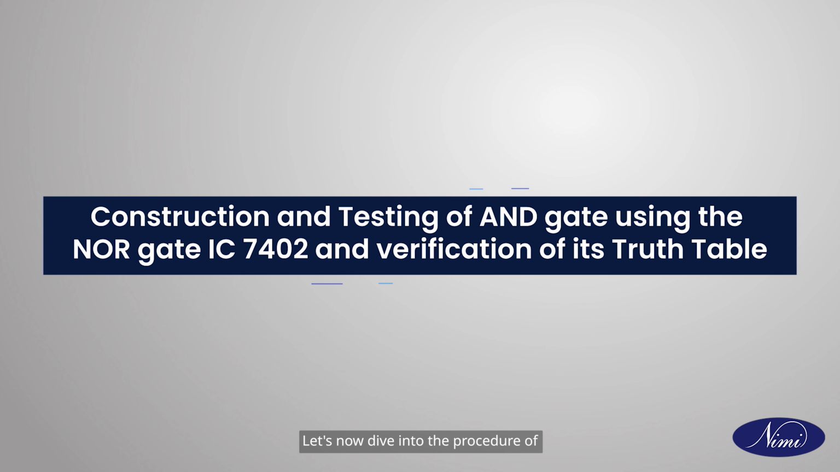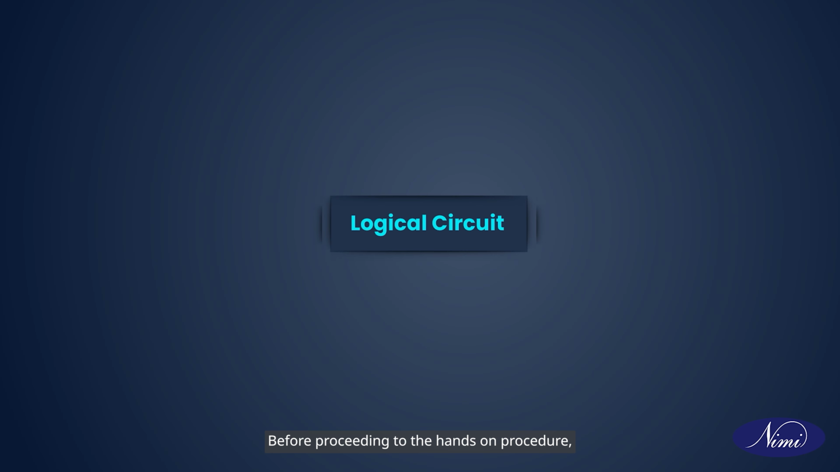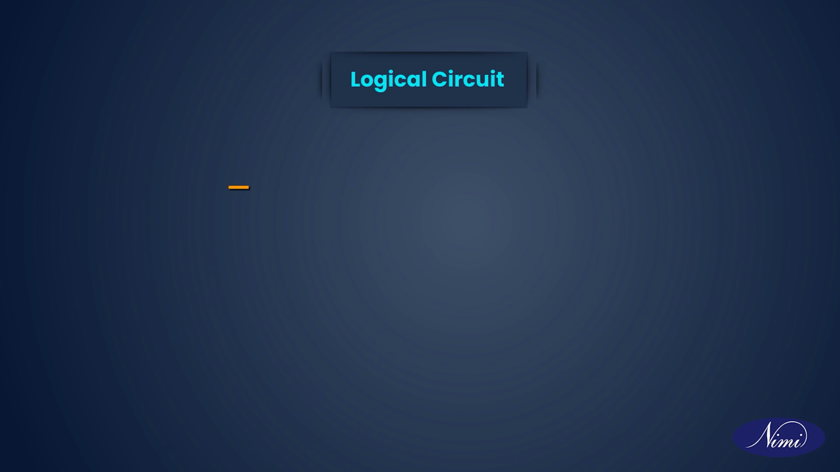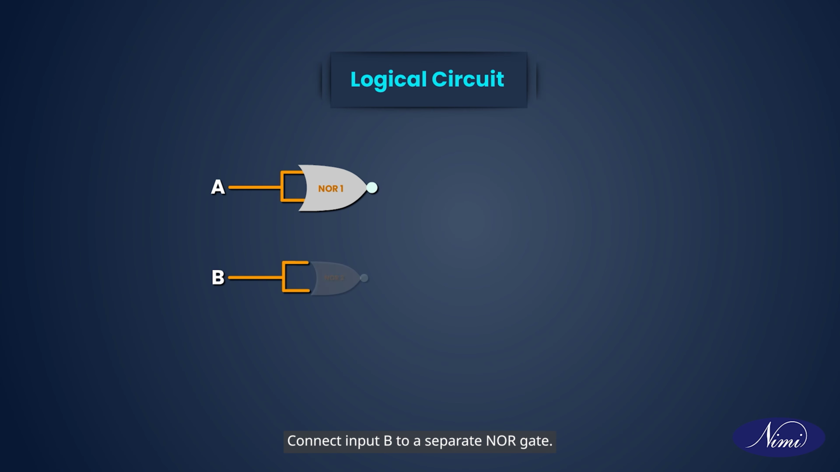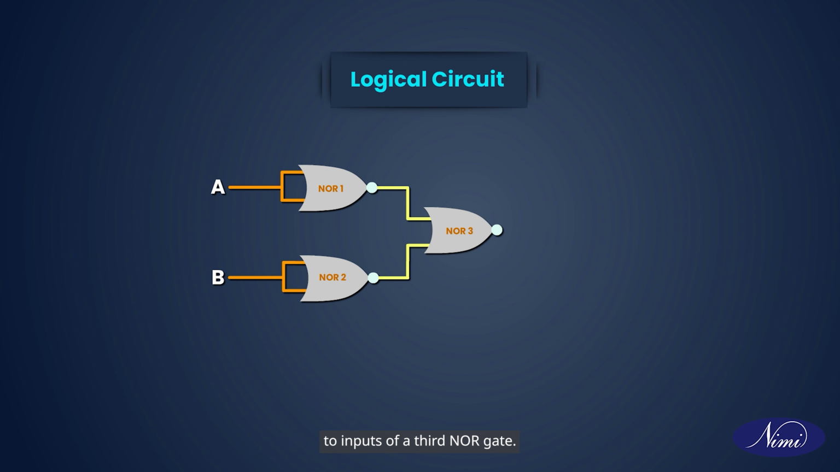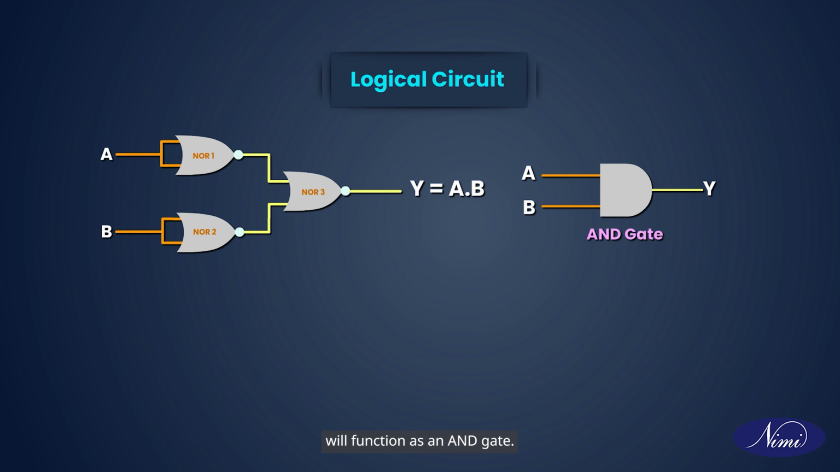Let's now dive into the procedure of construction and testing of AND gate using the NOR gate IC 7402 and verification of its truth table. Before proceeding to the hands-on procedure, let us look at the logical circuit. Connect input A to a NOR gate. Connect input B to a separate NOR gate. Connect the outputs of those two NOR gates to inputs of a third NOR gate. The output of this third NOR gate will function as an AND gate.